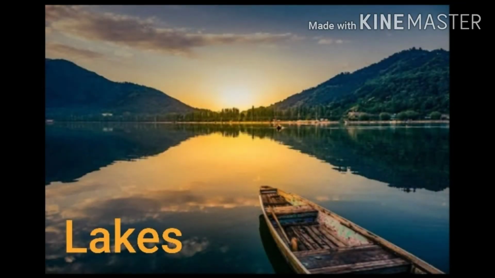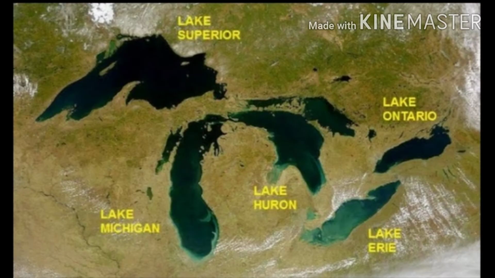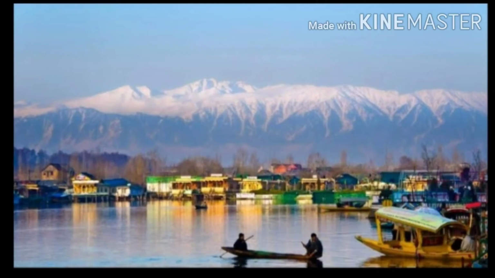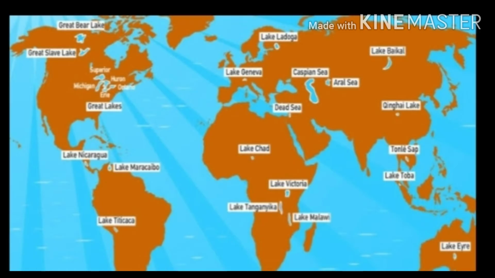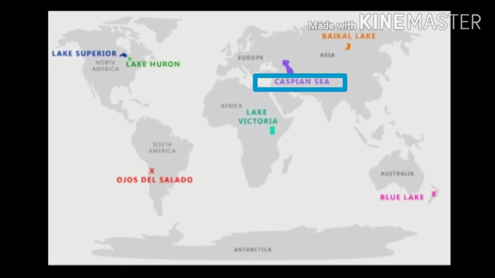Lakes. A lake is a large water body that is completely surrounded by land. Lakes, as I told you, may have fresh water or salt water. Seas that are completely enclosed by land are very large lakes. They are called large lakes. Hence, the Caspian Sea is the largest lake in the world.